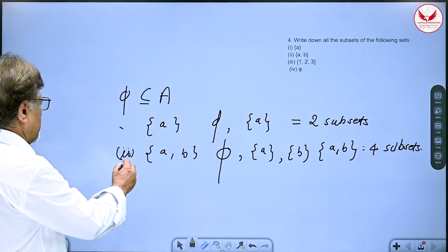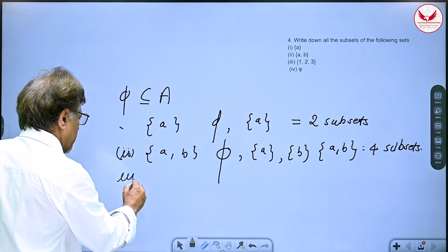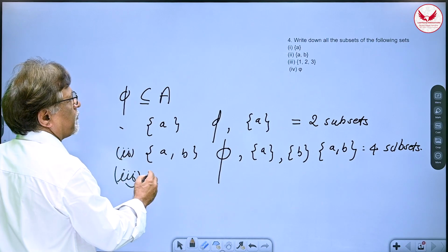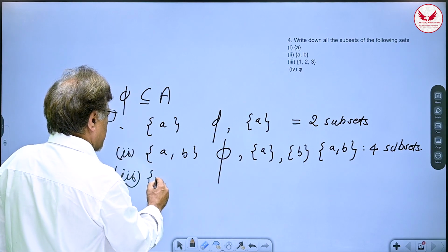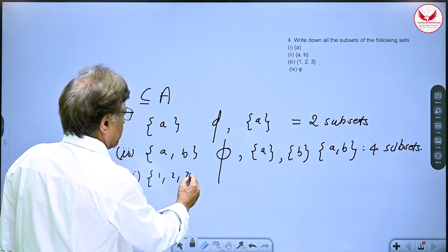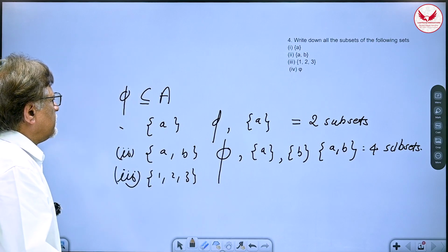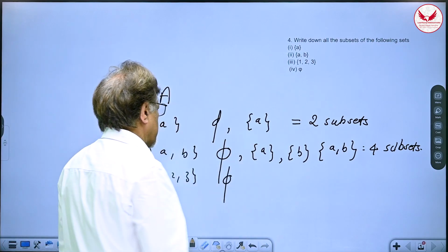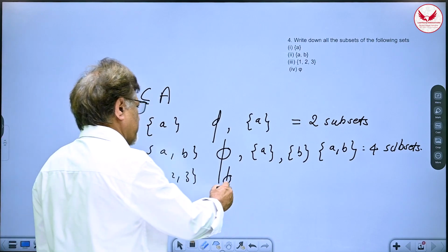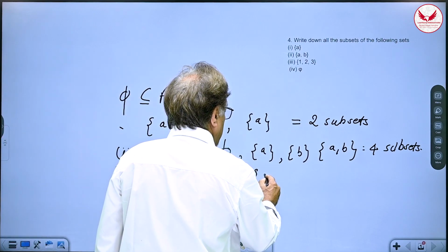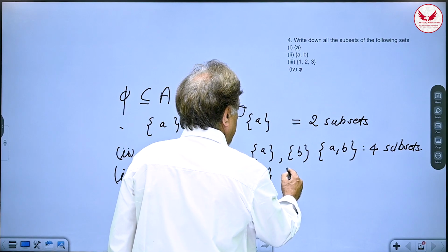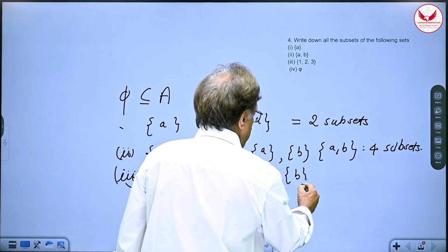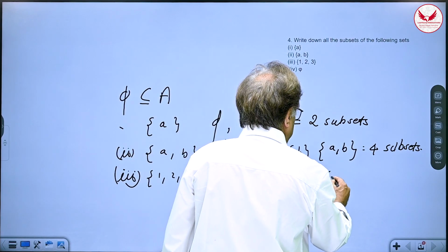Now, let us have a look at the third example. What is the third example? The third example contains 3 elements: 1, 2, 3. Now, it will contain, obviously, a subset called phi. Then let us take all singleton sets. That is, singleton A is a subset of A. Singleton B is also its subset. Singleton C is also its subset.